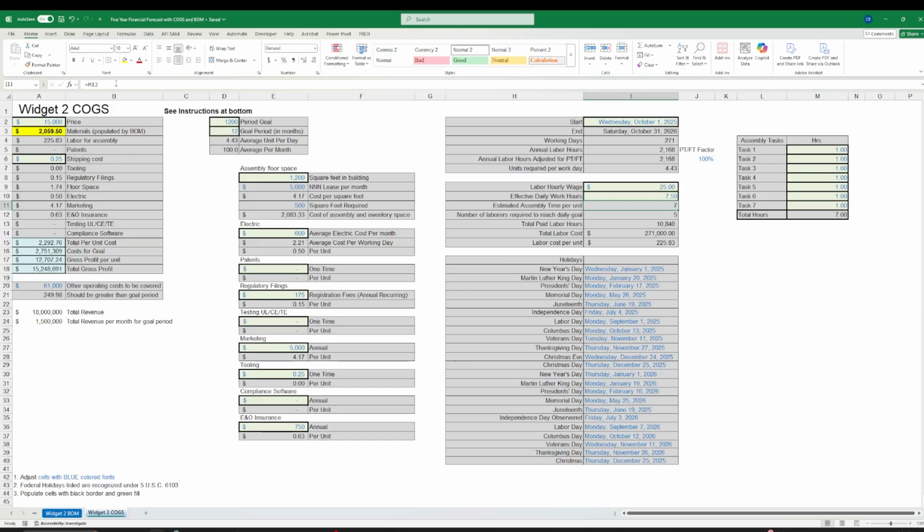Again, we have our estimated assembly time per unit, which comes from this table that we create over there. What this does is it's going to calculate, and round up, the number of laborers that you need to reach your daily goal. So if you're going to produce 4.43 per day and it takes seven hours to do that, you need to have 5 people working full time to reach your goal of 1,200. And now if you take this stuff out, you can see that the number of laborers required to reach the daily goal drops.